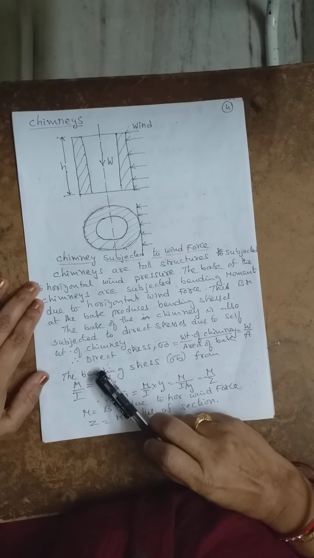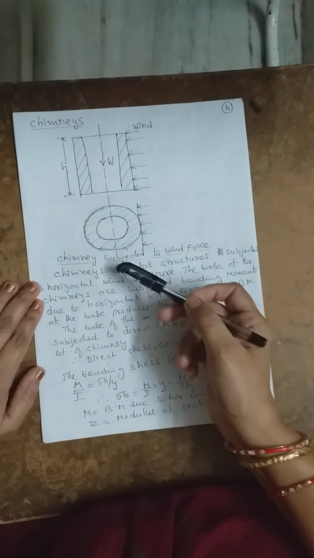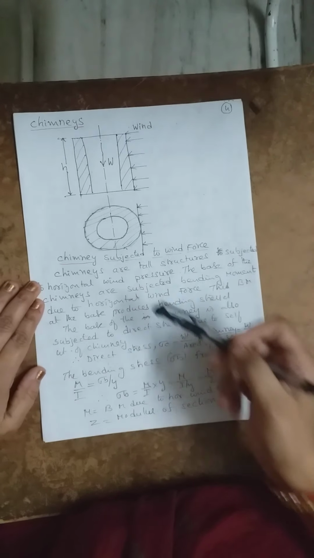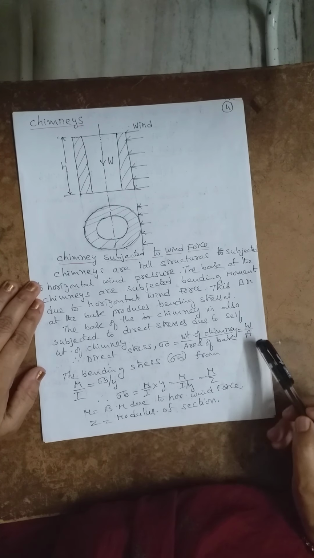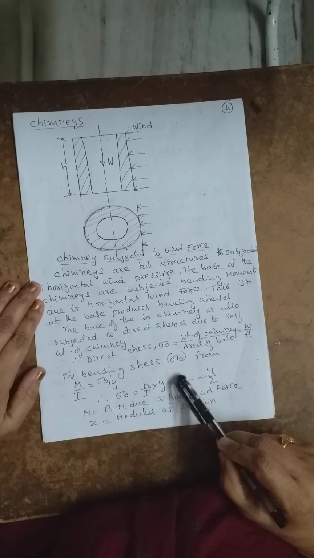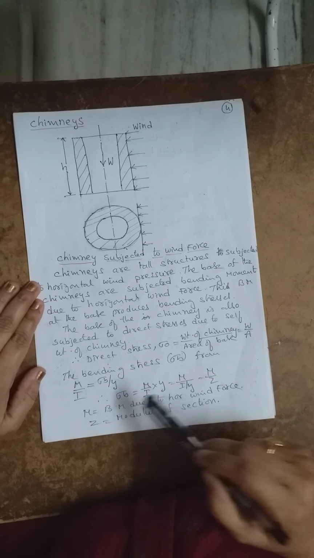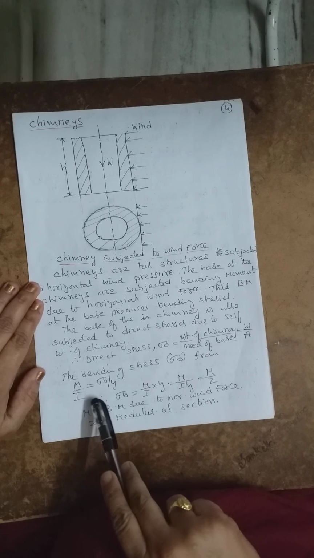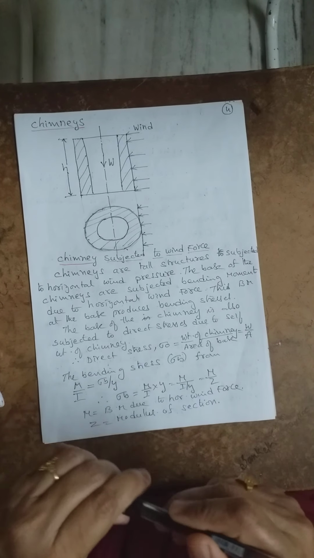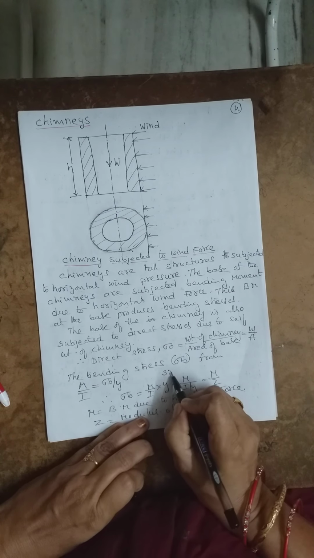As we already know, the direct stress acting at the base of the chimney is the weight of the chimney divided by the area of the base. So we give the notation as W by A. The bending stress, which we denote as sigma B, is given by M by I equal to sigma B by Y. This is a simple bending equation.